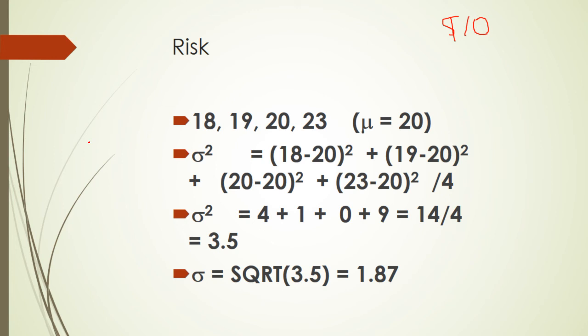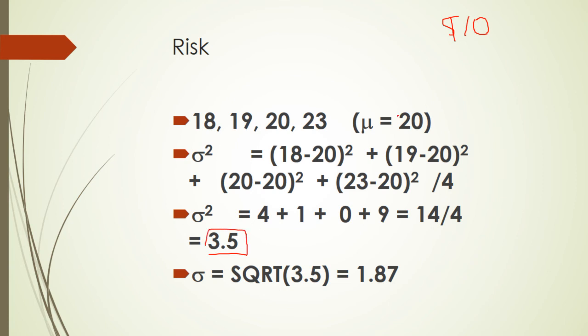The variance of those numbers is, and you see they don't vary much, right? 18, 19, 20, 23, that's not much of a difference between those numbers. So I would expect the variance to be small. I do the math. I take 18, 19, 20, 23. I subtract the mean of 20, 20, 20, 20, square them, add them up. Get 14, divide by 4, get 3.5.